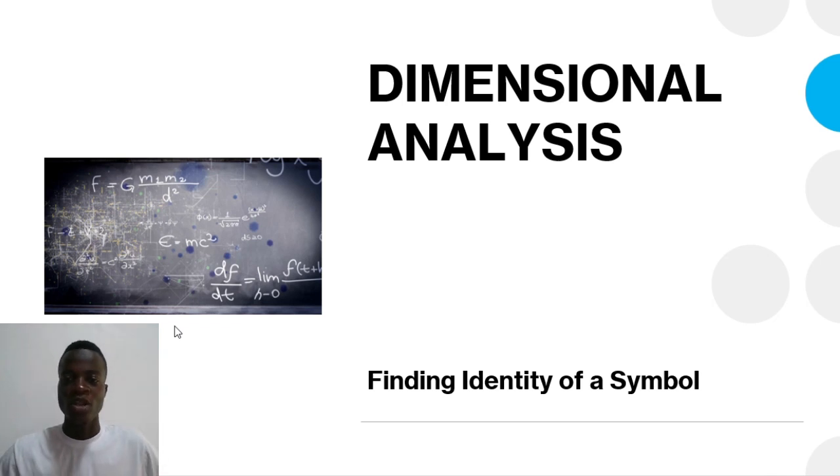Great. In this session, we want to look at another importance of dimensional analysis, which is using dimensional analysis to find the identity of a symbol in a particular equation. So when you are given a particular equation, it is possible for you to know what a particular symbol inside the equation stands for. The other components are known in the equation, and some of them we don't know what they stand for. So you can use dimensional analysis to know what those ones stand for.